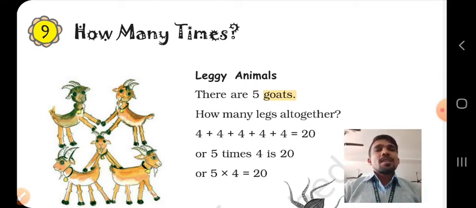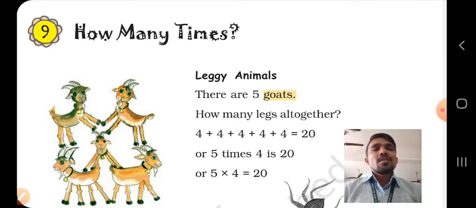Here we are going to count the legs of leggy animals. Leggy animals are such animals which have legs. Fine. We are also animals, and we too have legs. We have 2 legs. So we are going to count the legs of various leggy animals. First example of a leggy animal is goat. You might have seen a goat. It has how many legs? 4 legs. So here are 5 goats.